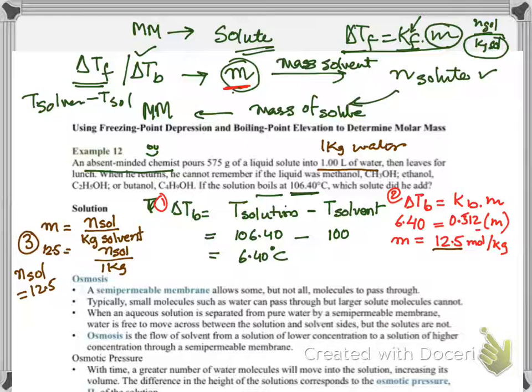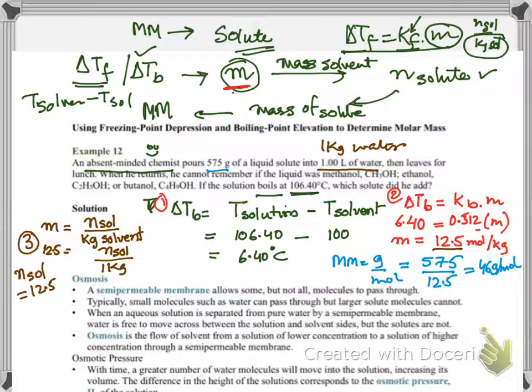Last, step number 4. In step number 4, I have to convert my moles of solute. Using moles of solute, I have to find out the molar mass. And how do you do that? What is the molar mass formula? It is grams over moles. So, do I know the grams of the solute? Yes, it is 575 divided by the moles, which is 12.5, which will be 46 grams per mole.